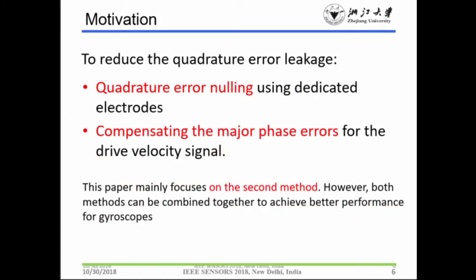How to reduce the influence of quadrature error leakage? Of course, we can do quadrature error nulling using dedicated electrodes. This has been done. Another way is directly compensating the major phase errors for the drive velocity signal. This paper mainly focuses on the second method. However, these two methods are compatible with each other, so you can combine them to get better performance for gyroscopes.